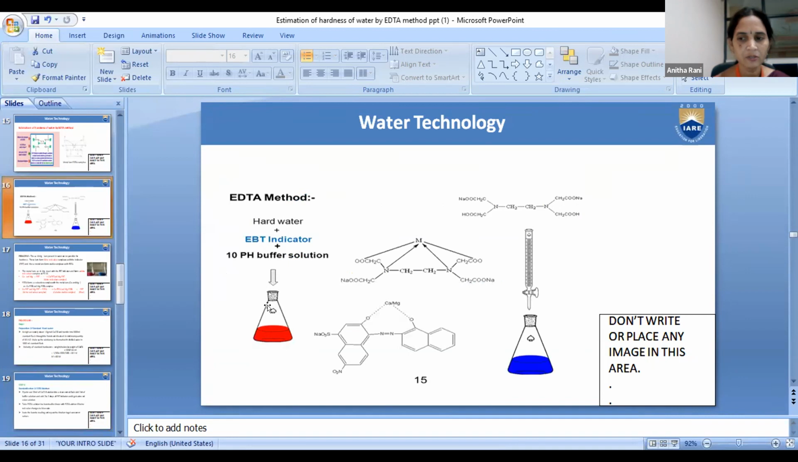Clear, everybody? 20 ml calcium carbonate solution in conical flask, 3 drops EBT, 2 ml buffer. Since it is calcium carbonate solution, the color changes to what? Wine red color. Yes or no? So that you have to do the titration with the EDTA.